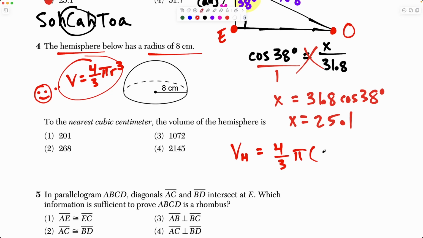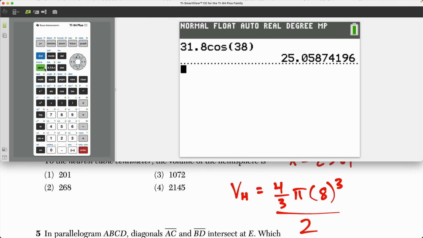So we have 4/3 pi, and I'll write this without the units, 4/3 pi times 8 to the third power. But once again, this formula is the volume of a full sphere. A hemisphere is half, so we have to just take this whole thing here and divide all of it by 2. So for this, on some calculators, you could just press alpha x, and this will pull up a blank fraction. Or what you could do is you press alpha y equals enter, and this will pull up a blank fraction on the TI-84 plus CE.